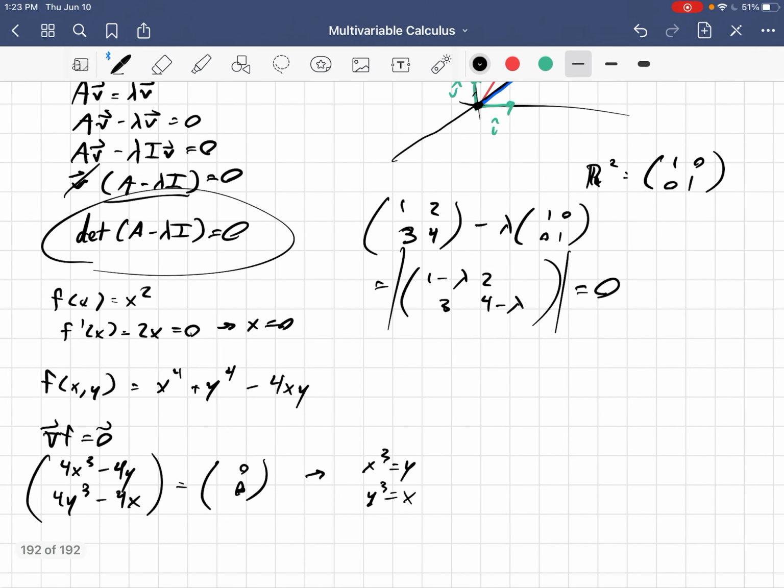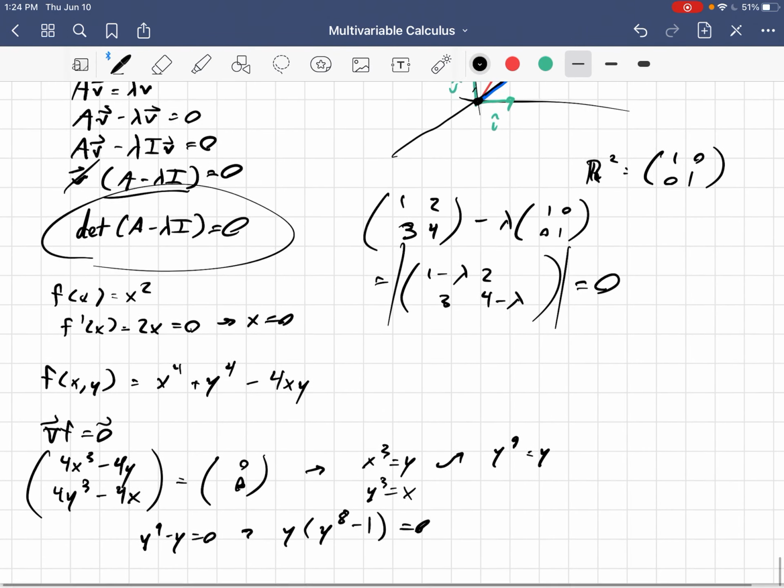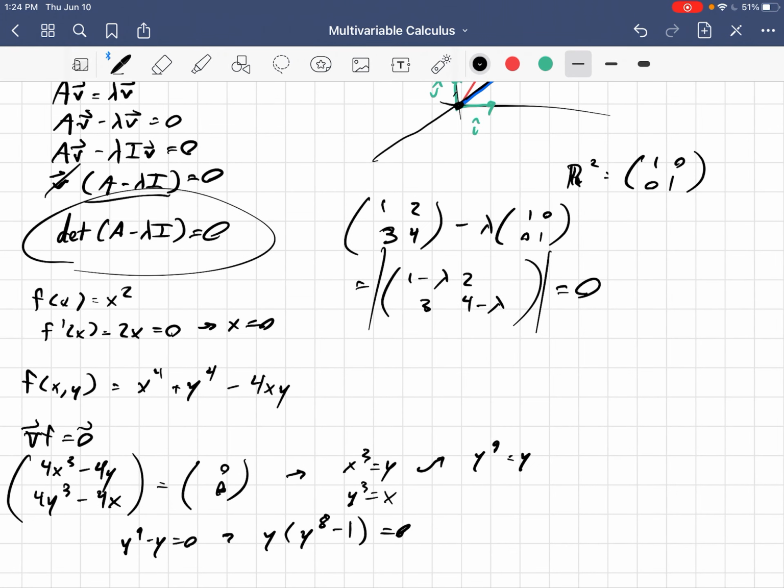So how can we solve this? We just have to solve these equations for x and y. I know x cubed equals y, and x is y cubed, so y to the 9th is equal to y. Then we get y to the 9th minus y equals 0, so y times (y to the 8th minus 1) equals 0. So in one case we get y equals 0, and in the other case we get y to the 8th minus 1 equals 0.